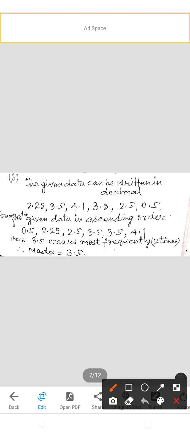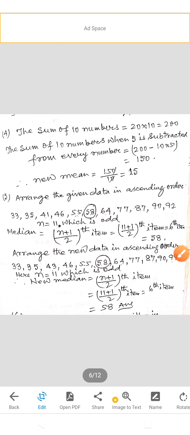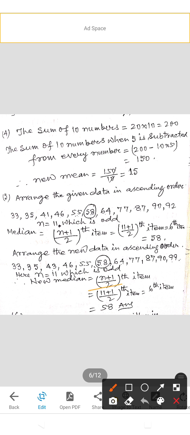If 92 is replaced by 99 and 41 by 43 in the above data, find the new median. So arrange the new data in ascending order: 33, 35, 43, 46, 55, 58, 64, 77, 87, 90, 99. Here n equals 11, which is odd, and the new median equals the (n plus 1) by 2 th item, that is the 6th item, and here the 6th item is also 58. So the new median and old median are both 58.